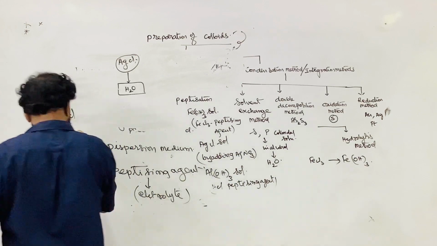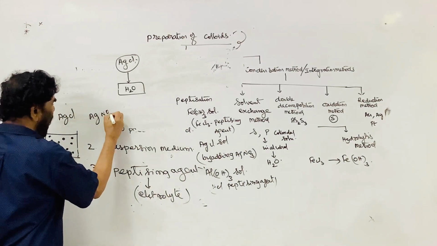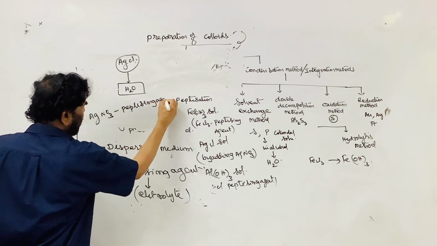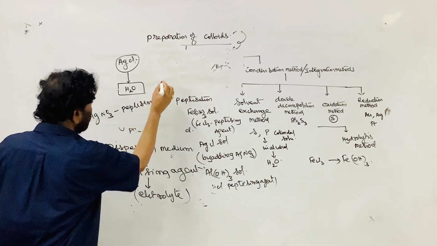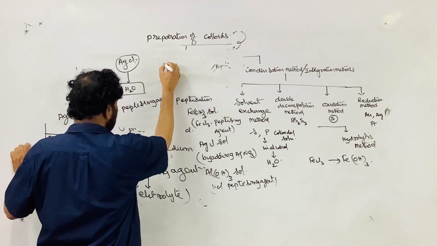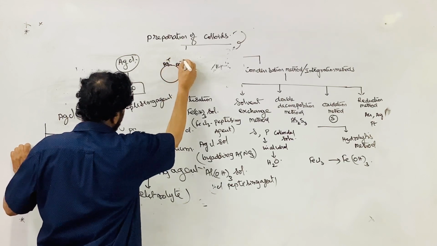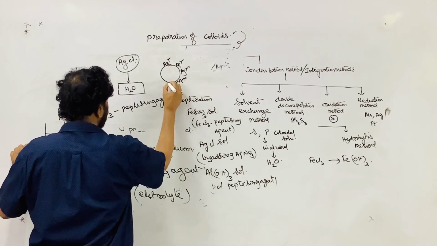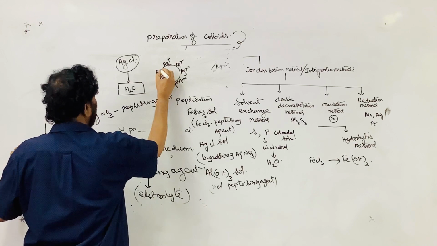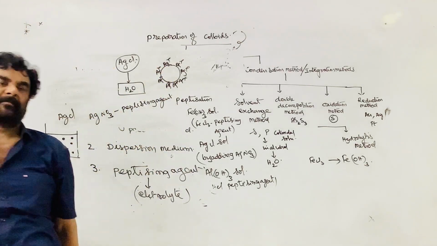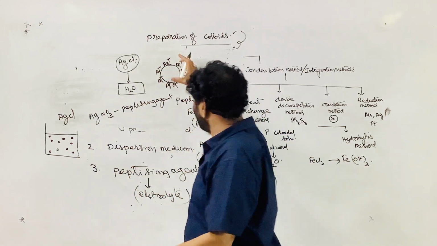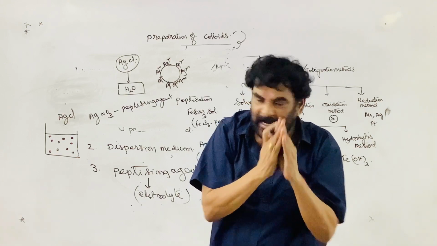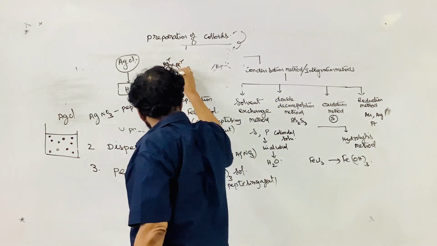So if to this solution you add silver nitrate as peptizing agent, then what happens? On the surface of this, silver ions are adsorbed and held up, an extension of the lattice. Agreed? When this is adsorbed, there is differential adsorption and some amount of energy is liberated. This breaks into smaller particles.